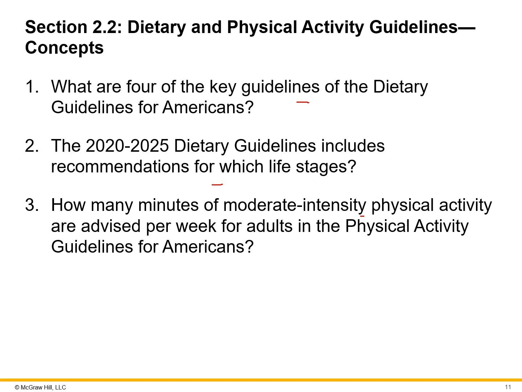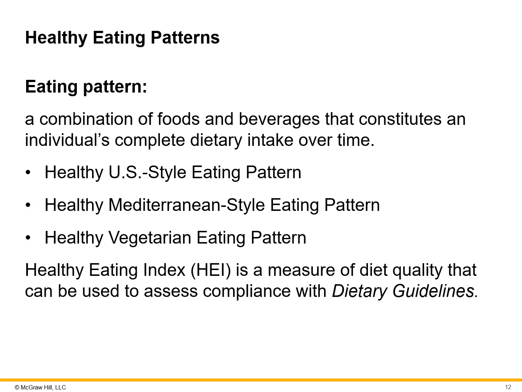So what is recommended? Healthy eating patterns. By definition, an eating pattern is a combination of foods or beverages that constitute an individual's complete dietary intake over time. So again, we're not just talking about a cheat meal or something like this. The pattern is over time. There are a few different patterns out there: the Healthy U.S. style, we'll also talk about a Mediterranean style, and of course there is vegetarian. There are healthy choices for all of these patterns.